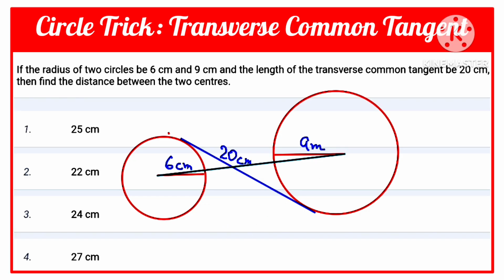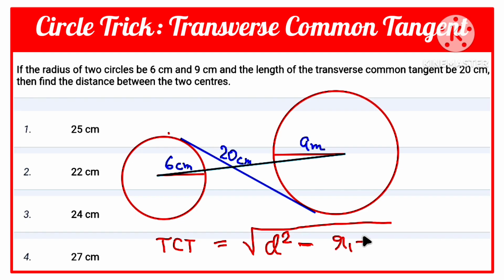So how are you going to find out? For this you need to remember one trick, that is the length of this transverse common tangent, that is TCT, will be equal to root over d square minus, as you can see these two are crossing each other, so you can just remember by this, R1 plus, as these two are crossing, so plus R2, the whole square. Like this you can find out.